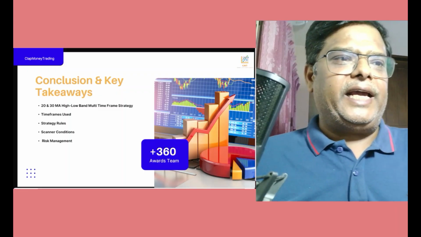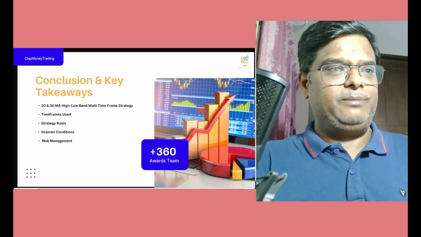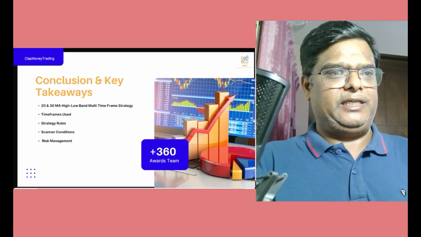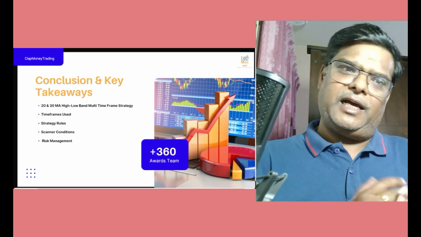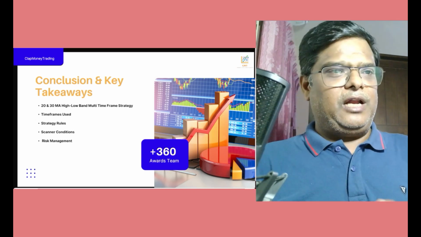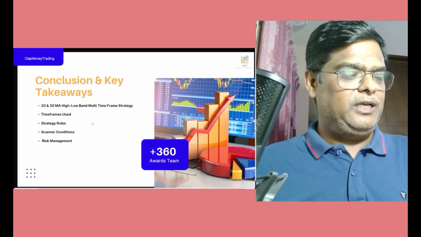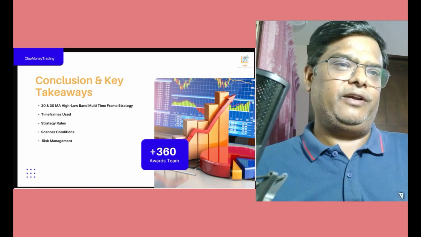So the key takeaways here: you know how to identify the trend in weekly time frames, like 20 and 30 moving averages, plot the moving averages. Trend identification is not only for moving averages, even other indicators are the same, like RSI. Now how to use the timelines: here we are using the daily and weekly time frames. Higher time frame is weekly and lower time frame is daily.